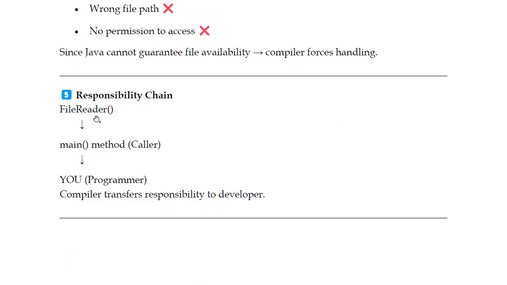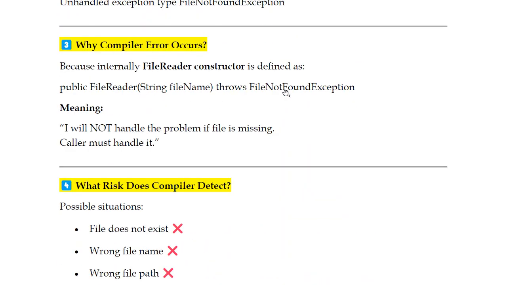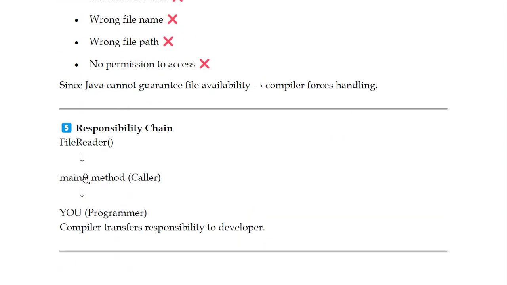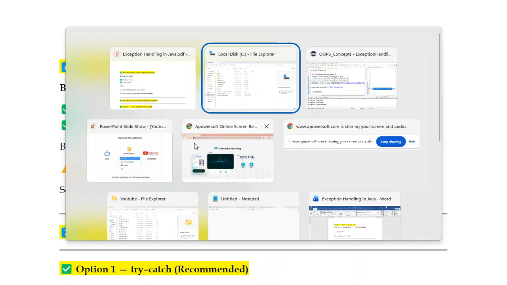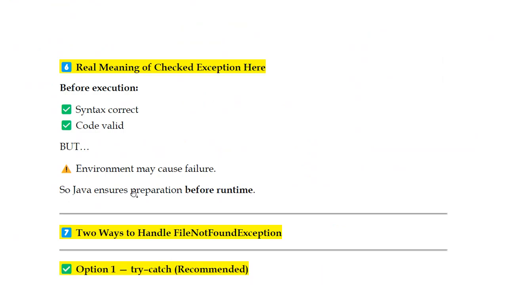So the responsible chain is: the FileReader method, if you are calling it, the constructor is calling that, and nearby we have the main. Who is calling that? Because the definition already looks like this: throws FileNotFoundException. So the caller must handle this. Who is calling this main method? The main method is called by the programmer. So the programmer should handle it. The compiler transfers responsibility to the developer. So the developer should handle this exception.